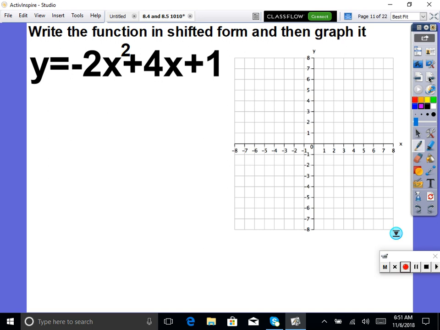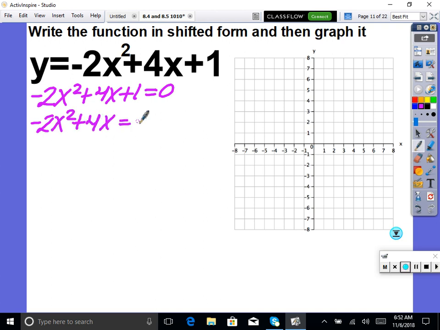So you first, it says write the function in standard form, in shifted form, and then graph it. So first of all, we set it equal to 0. Negative 2x squared plus 4x plus 1 equals 0. Subtract 1 over. Negative 2x squared plus 4x equals negative 1. Factor out a 2 because you can't complete the square unless we have just a 1 in the front. Factor out a negative 2.